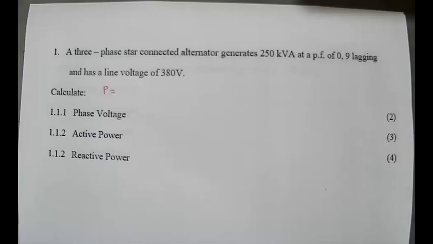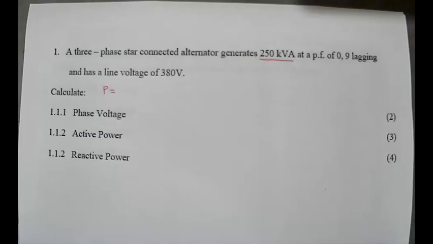Right, here we are looking at the calculations of three-phase AC generation. Notice in this question it says it's a three-phase star-connected alternator. Notice it has kVA, it generates that amount of power at a power factor, PF means power factor, 0.9, and has a line voltage of 380 V. So the first thing we want to establish is what is the power. P is true power, and here they gave us kVA, so clearly we do not have the true power. We will have to work it out.